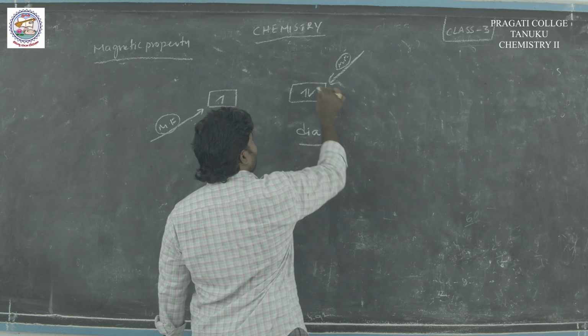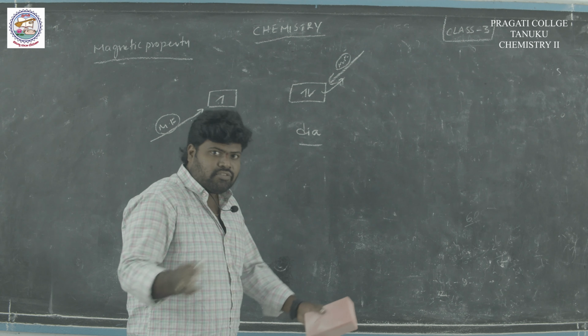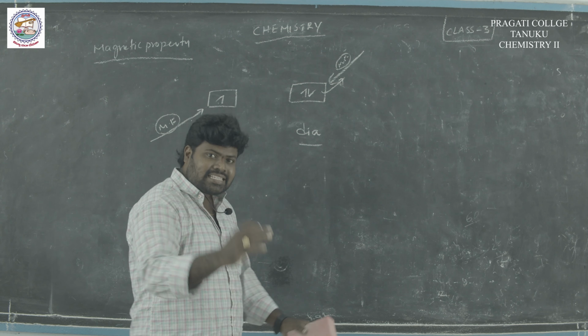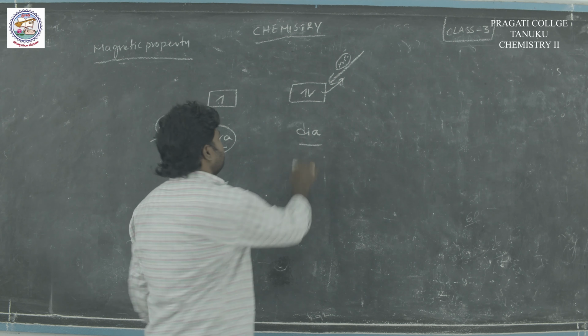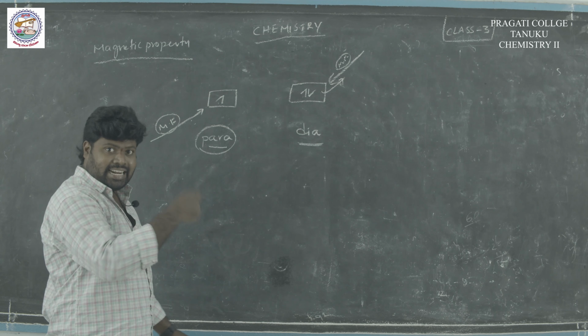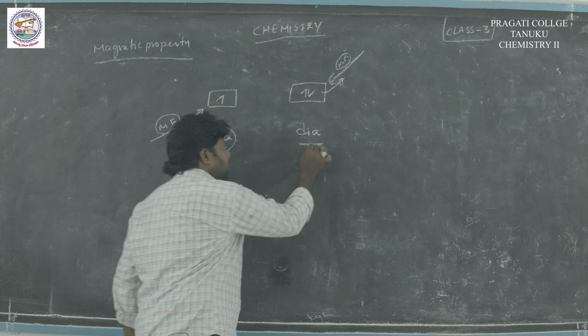At the same time, these electrons repel the magnetic field. Substances that do not absorb the magnetic field exhibit diamagnetism. So magnetism in transition elements is classified into two types: one is paramagnetism and the other is diamagnetism.